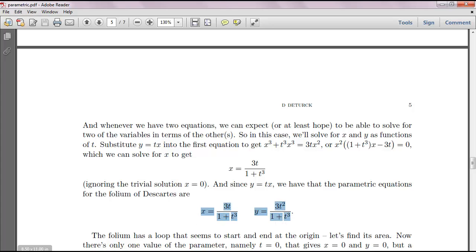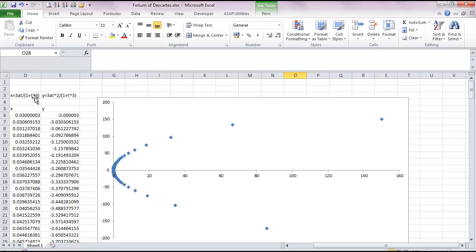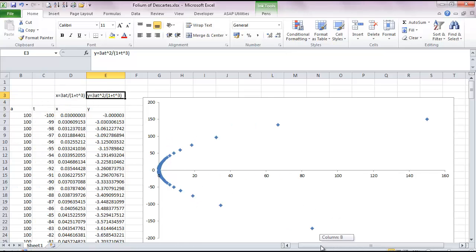And this is what I did on Excel. So I got this: x is equal to 3at divided by 1 plus t cubed, y is equal to 3at squared divided by 1 plus t cubed. And I can see right away that the curve is discontinuous. If I put t equal to -1, it's undefined. So both x and y are undefined at t equal to -1. That's an important point to bear in mind.